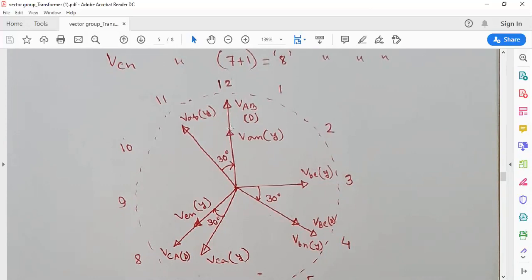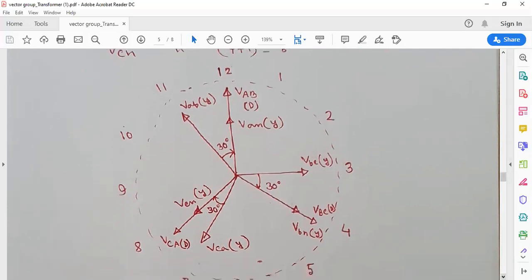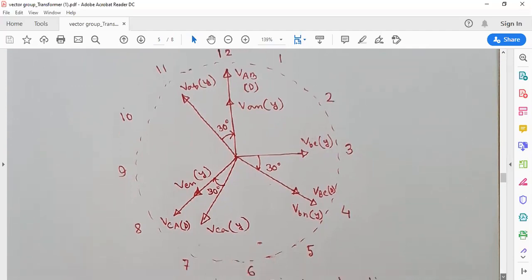We have to go 120 degrees from each other. From 12 to 4, there is 120 degree difference. So definitely VBN will be along 4, VCN will be along 8. Now this is the complete picture. All the phase voltages and all the line voltages are drawn. You will get 50% marks if you complete this task.